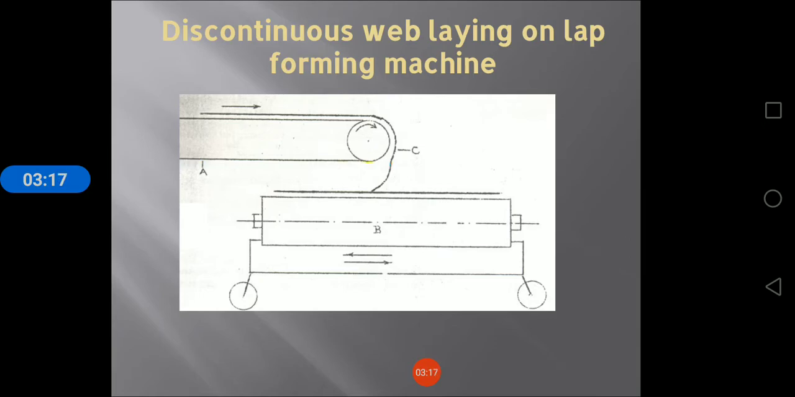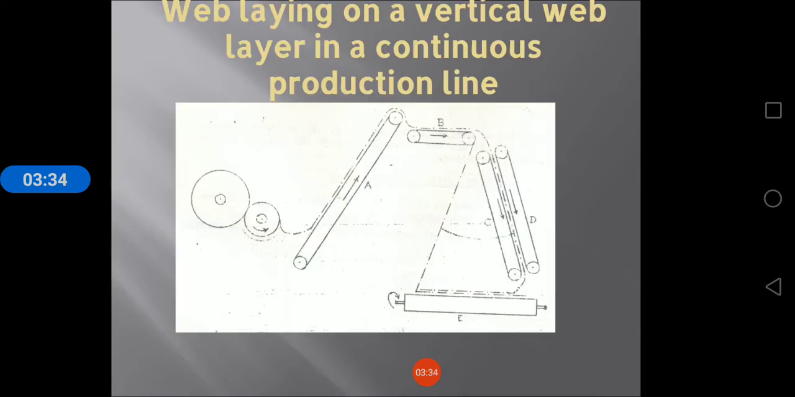And discontinuous web laying on the lap forming machine. In this discontinuous web laying, the web is formed from the conveyor belt, and this is called the stripping rollers and forming machine for the laying of web. And web laying in a continuous production line. Web laying on a vertical web layer in a continuous production line means the inclined web laying system is there. Here the web laying is at around 65 degrees for the lap formation, and the feed belt is passing through, and again it continues as a vertical layer, continuous production laying, parallel laying systems, and it forms and winds up onto the take-up roller.